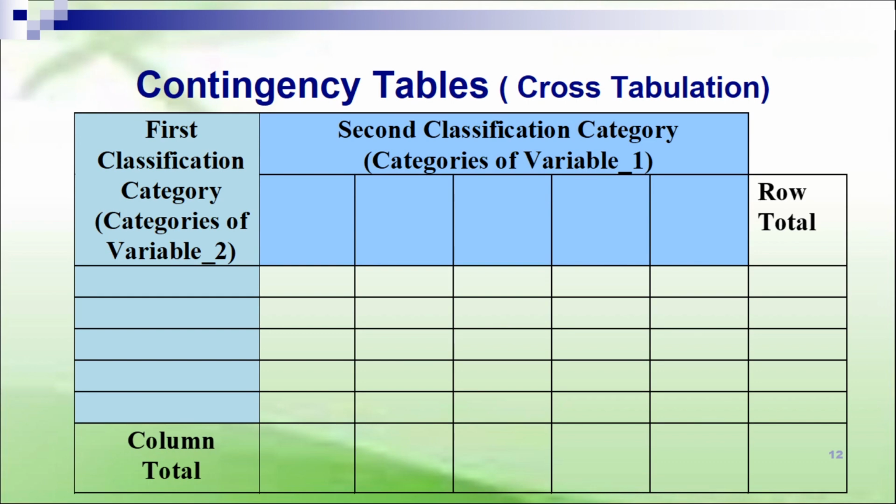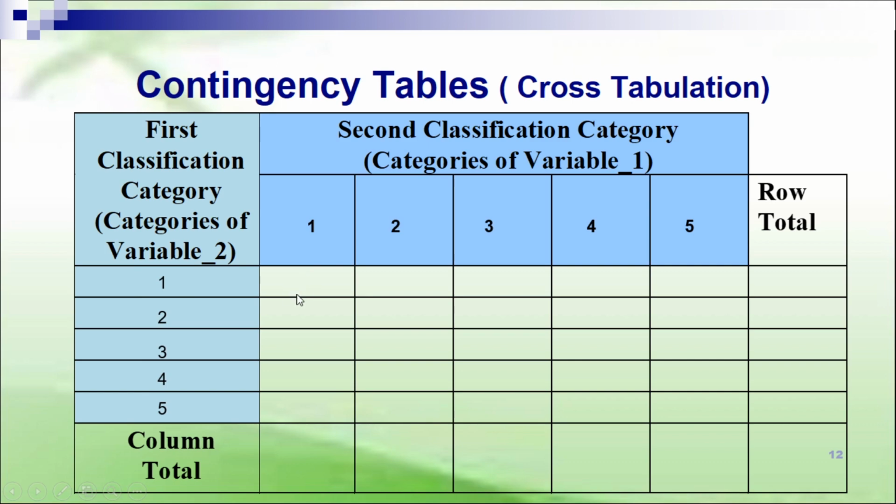Now see how to define the contingency table. It contains a set of rows and columns. The rows indicate the categories of one variable. The columns, these vertical lines, represent the categories of variable 1. In this example, the columns represent the categories of variable 1, and rows indicate the categories of variable 2. Now here see, both variables consist of 5 categories.